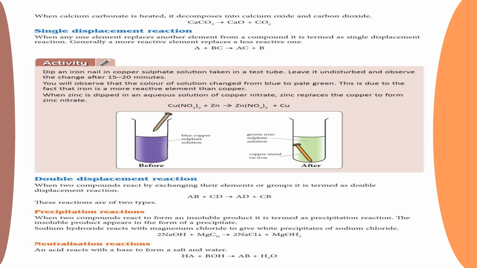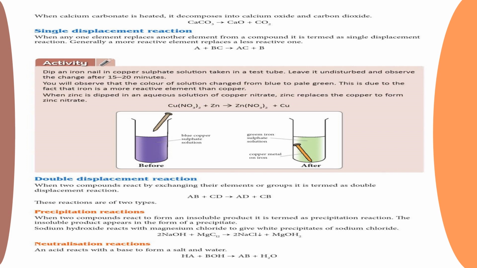Next one is double displacement. In this, atoms of two compounds switch places to form two new compounds. For example, when hydrochloric acid and sodium hydroxide react, two new compounds, sodium chloride and water, are formed. Here HCl reacts with NaOH. The H will be displaced by Na and it will form NaCl and water.